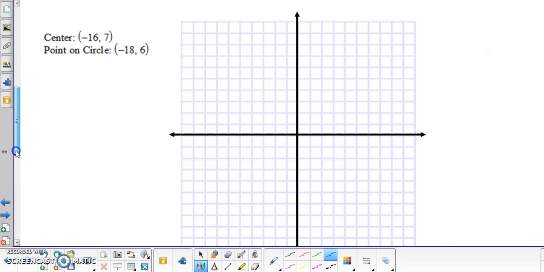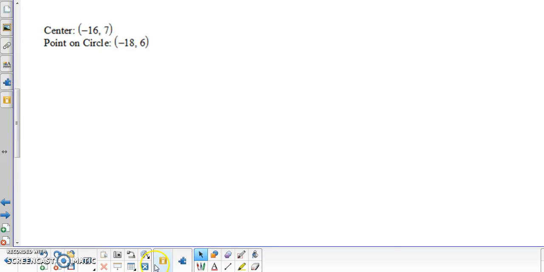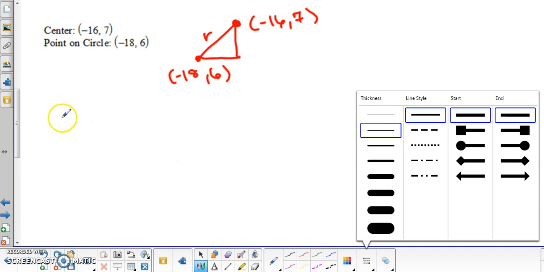Let's try it again. This one, I'm not going to graph it. I don't think we need that. We're just trying to find the difference in my horizontal and the difference in my vertical. So again, I'm trying to find from this point to this point. I've got to find the horizontal change and the vertical change. So if this is -18, 6 and this is -16, 7, I've got to figure out where I'm going here.